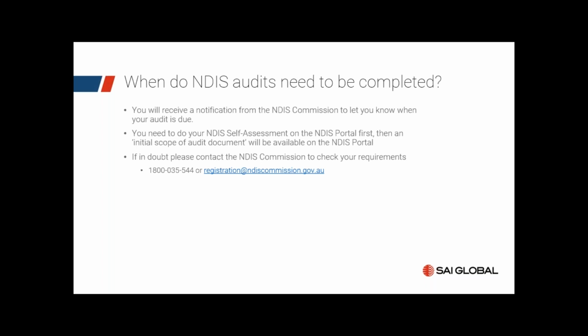So when do you need to have an audit? You will get some notification from the Commission to let you know when your audit is due. So that normally takes the form of a letter. You do need to go online to the NDIS portal and complete a self-assessment. Once you've done that, an initial scope of audit document gets generated, and that outlines the different registration groups, some information about your organisation, and also the type of audit needed and the modules that need to be audited.